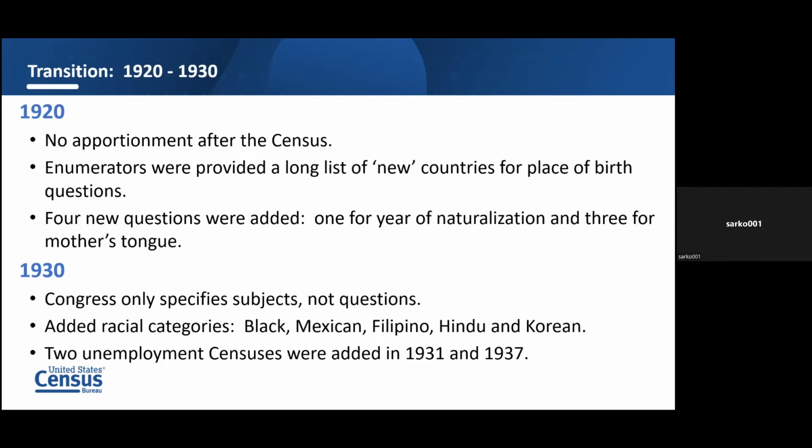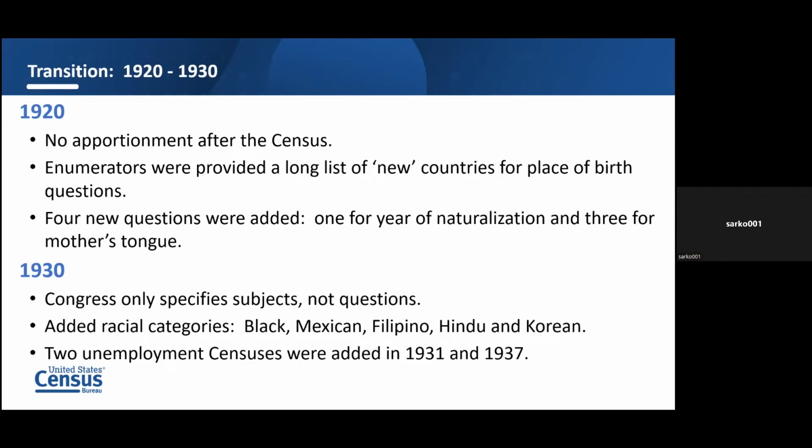In 1930, Congress just applied the subjects to the question, not the questions. But now, since we had a permanent Census Bureau with a census director as opposed to a superintendent, that director could work directly with the Secretary of Commerce, who obviously would work with the other secretaries across all other government agencies to determine what statistical data was needed across all federal agencies.